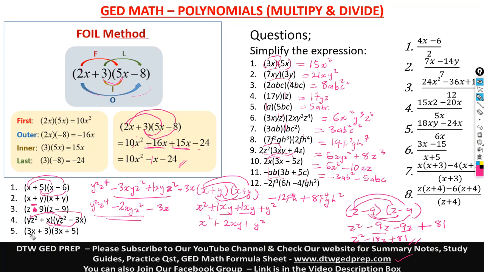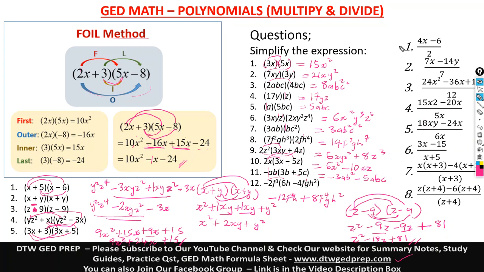A final question, for multiplication, we have 3x times this. This gives us 9x squared. 3x times positive 5, we have a positive 15x. 3 times 3x, that's a positive 9x. And 3 times 5, that gives us a positive 15. We can combine these two. They are like terms. So we have 9x squared, positive 15x, positive 9x. What would that give us? A 24. So that's a positive 24x plus 15. Okay? So that's how we do our FOIL method in multiplying.